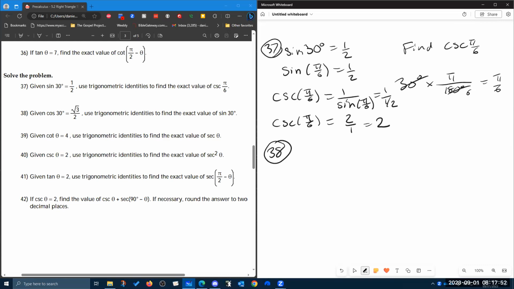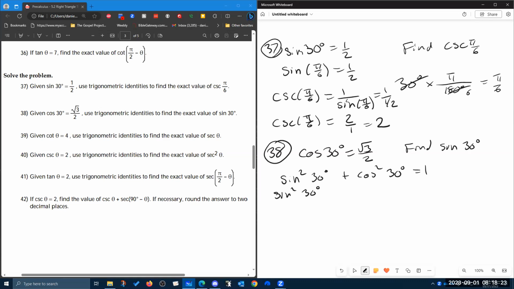Number 38, if we're given that cosine of 30 degrees is equal to √3 over 2, we want to use trig identities to find the sine of 30 degrees. Well, the only relationship that I know from my fundamental trig identities is that sine squared of 30 degrees plus cosine squared of 30 degrees is equal to 1. So sine squared of 30 degrees plus √3 over 2 squared is equal to 1.